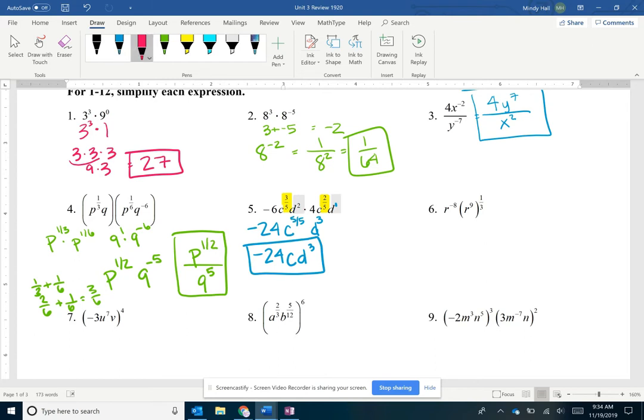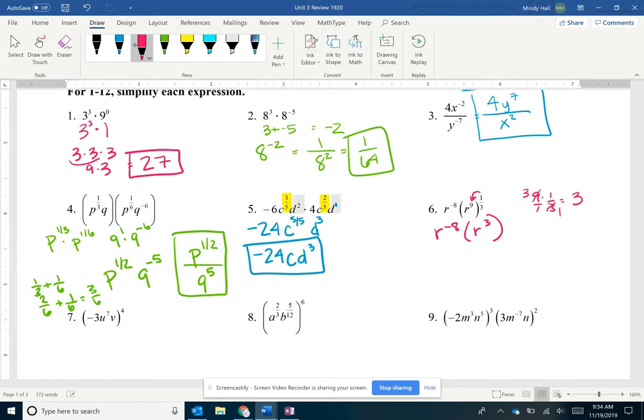Okay. For number 6, we have this r to the 9th power to the 1/3 power. When you have a power to a power, you multiply. So we're going to do 9 times 1/3, remember, which is like 9 over 1. And so you can cross simplify because 9 and 3 share a 3. So 3 divided by 3 is 1, and 9 divided by 3 is 3. So that gives me just 3. So then that would leave me with r to the negative 8 times r cubed.